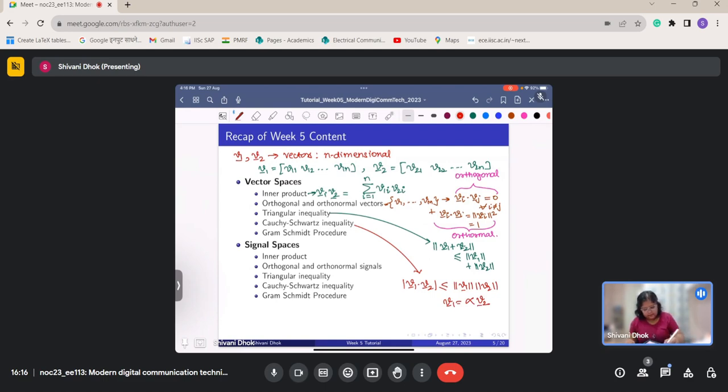And after that, we looked at the Gram-Schmidt procedure. If I have been given a set of vectors, it allows us to construct a set of orthonormal vectors from the given set of vectors. I'll take a few examples of this Gram-Schmidt procedure so it will be more clear what exactly is happening there. I'll emphasize more at that point.